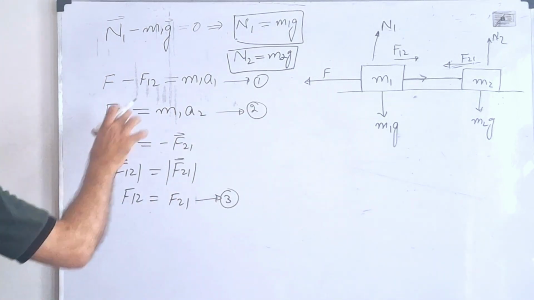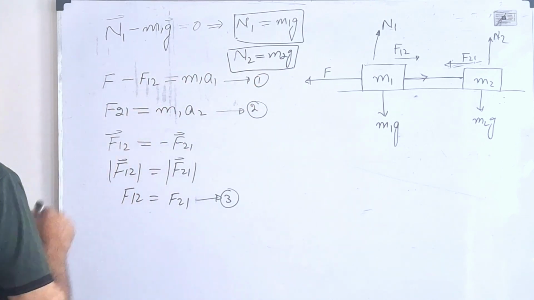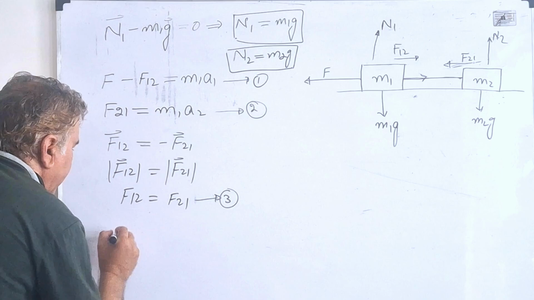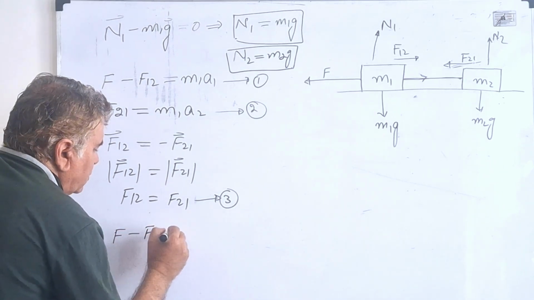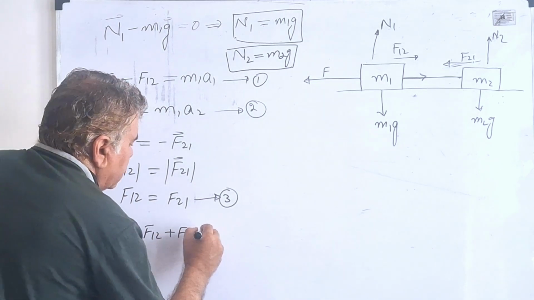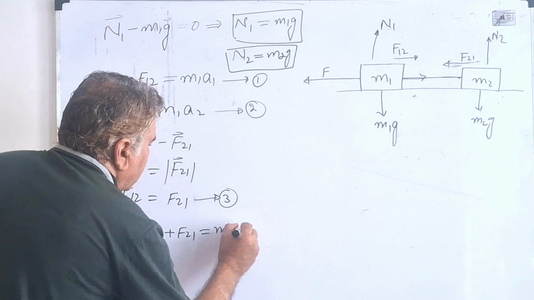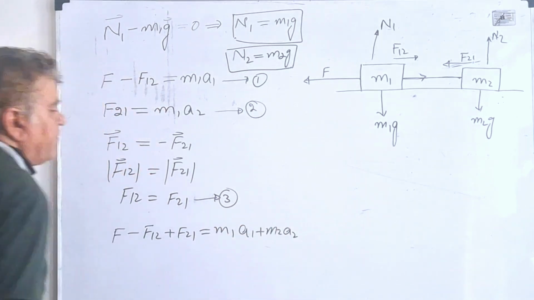So what I do now is add these two equations. Adding equation 1 and equation 2, I can write F minus F12 plus F21 equals m1 a1 plus m2 a2. Right?